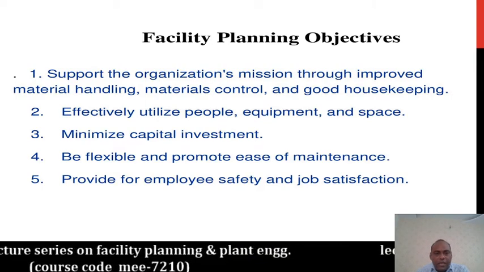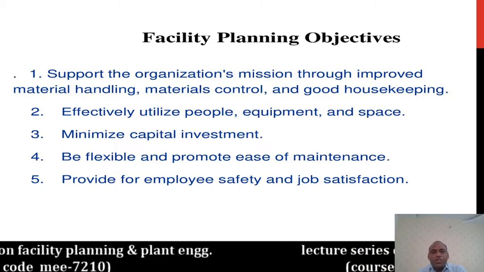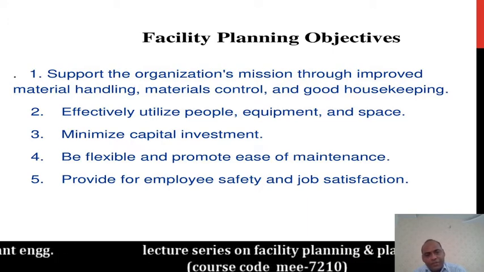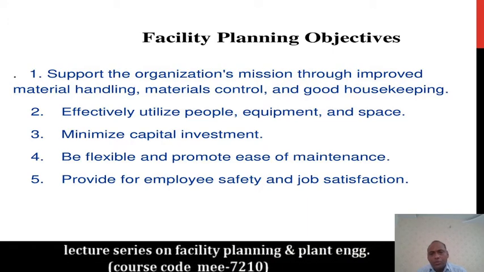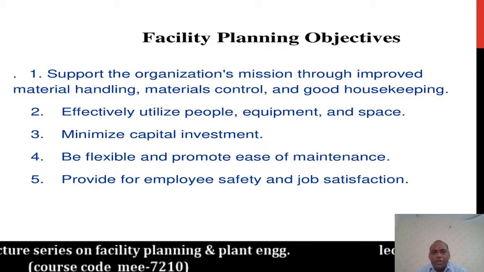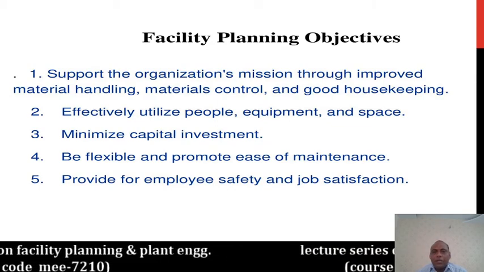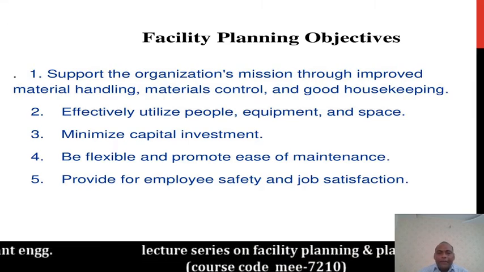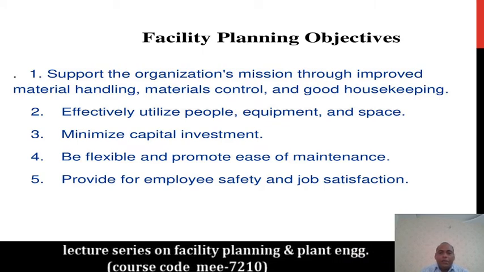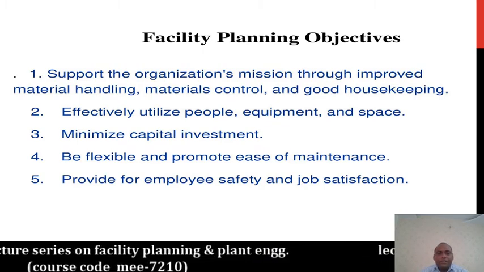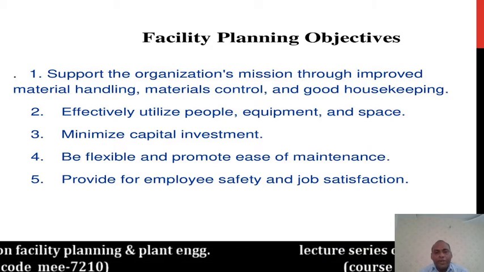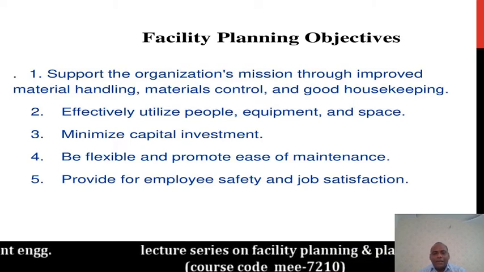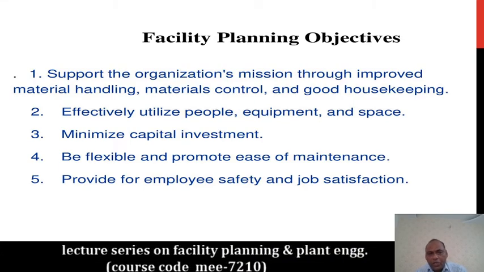And the fourth one is to be flexible and promote ease of maintenance. This is the most important. Sometimes you have to fix it, you cannot remove it. Every machine requires maintenance. So you have to place the machine in such a way that it can easily be maintained, and easily removed, promoted, or have some extra attachment added. So some flexibility should be considered in your planning.